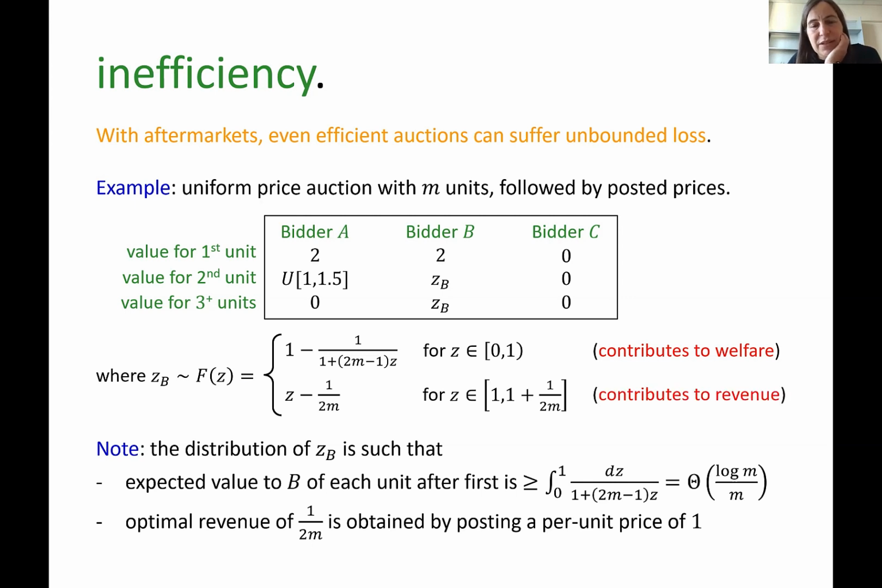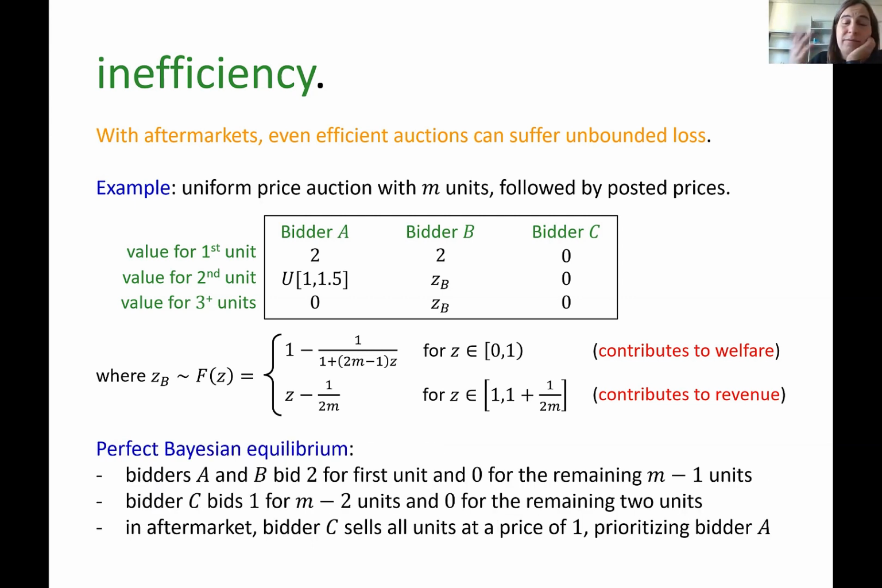And so these high types are the ones that are contributing to wealth, to revenue. And so now you can see where this is going. The equilibrium that I am going to propose, which has poor welfare properties, is that bidders A and B are going to buy their first units. They're bidding 2 for their first unit and 0 for all the remaining units.